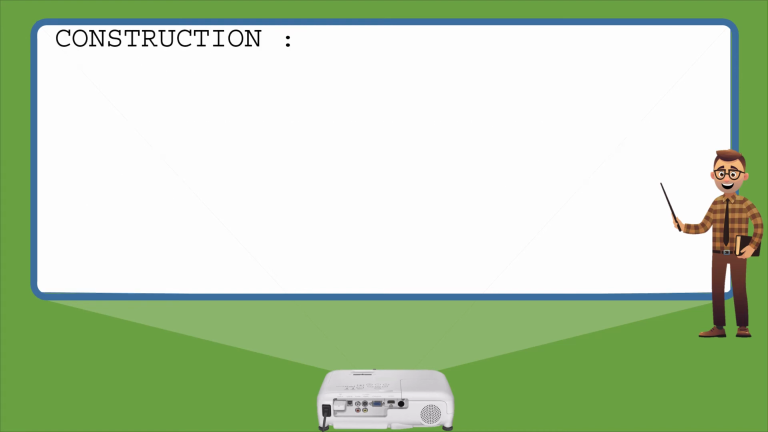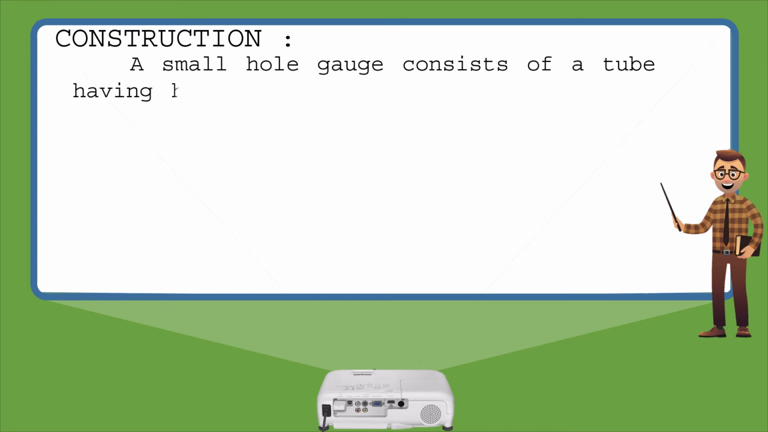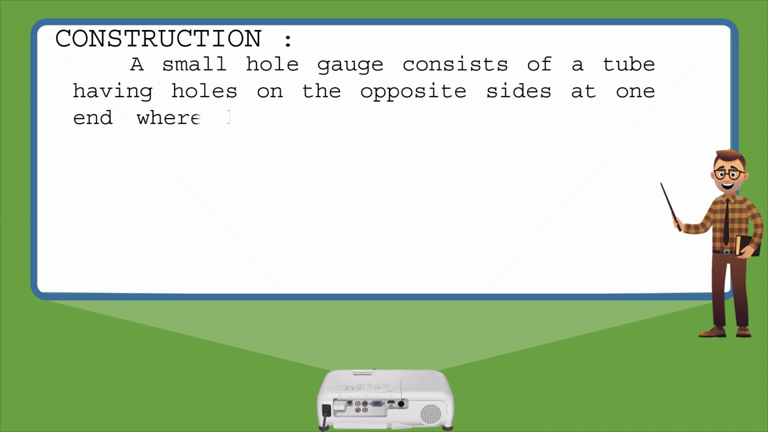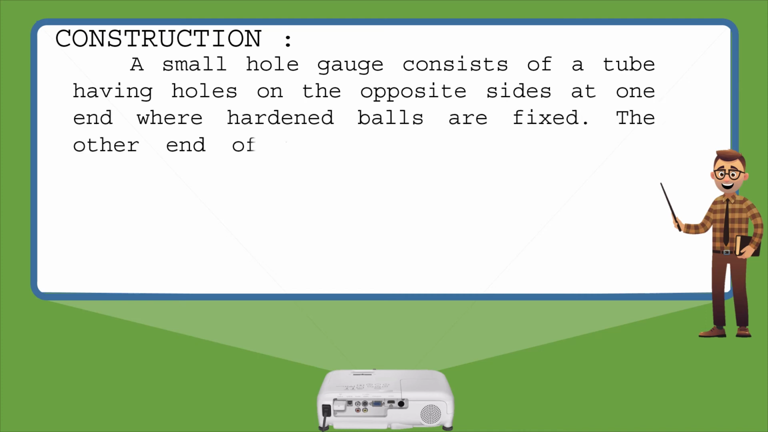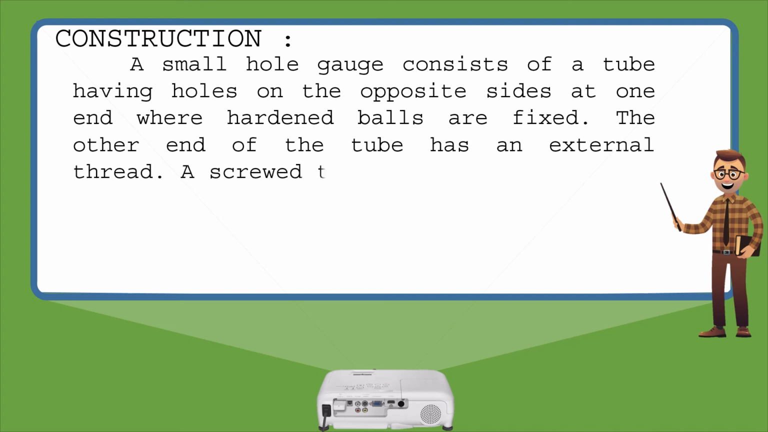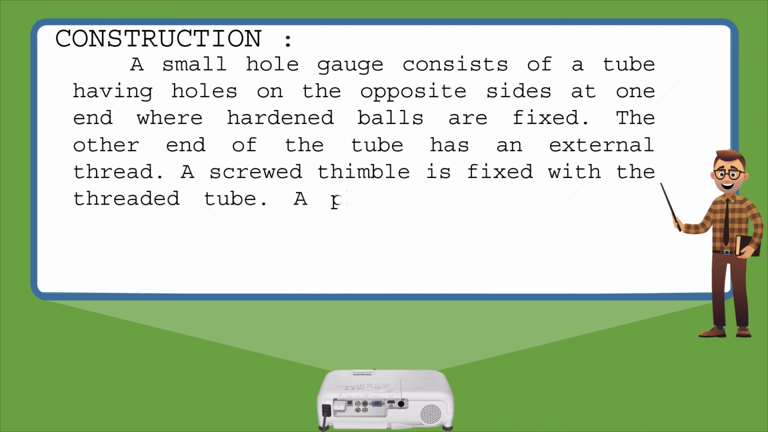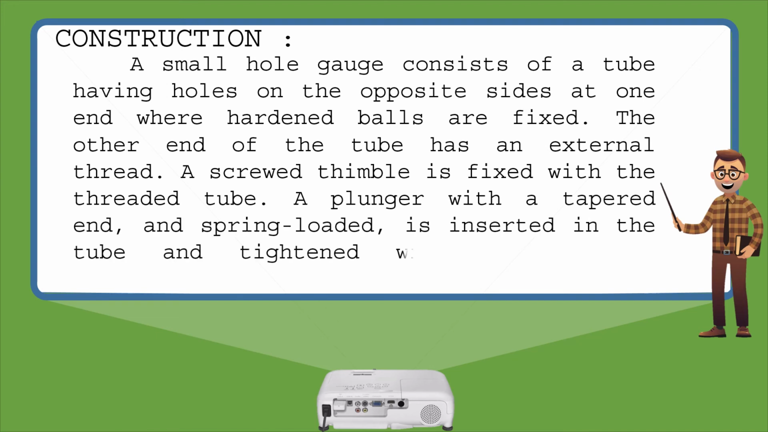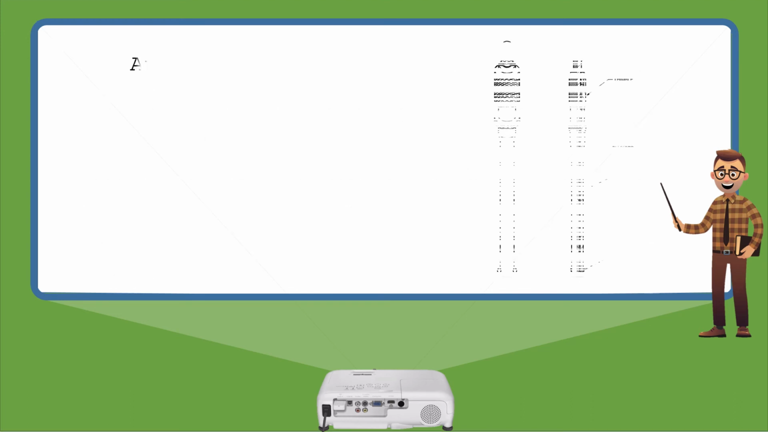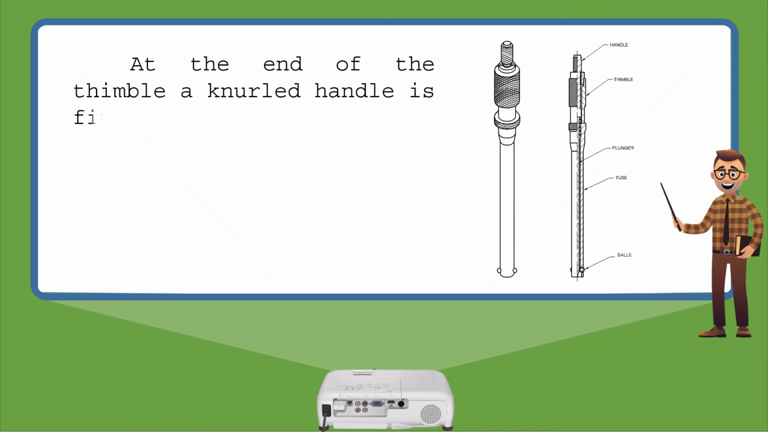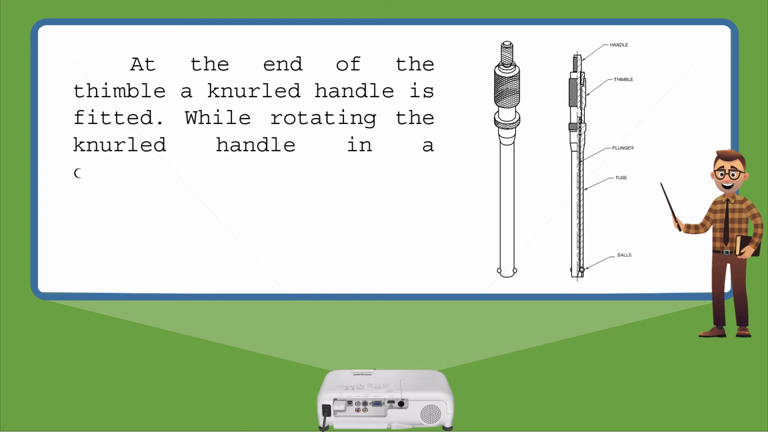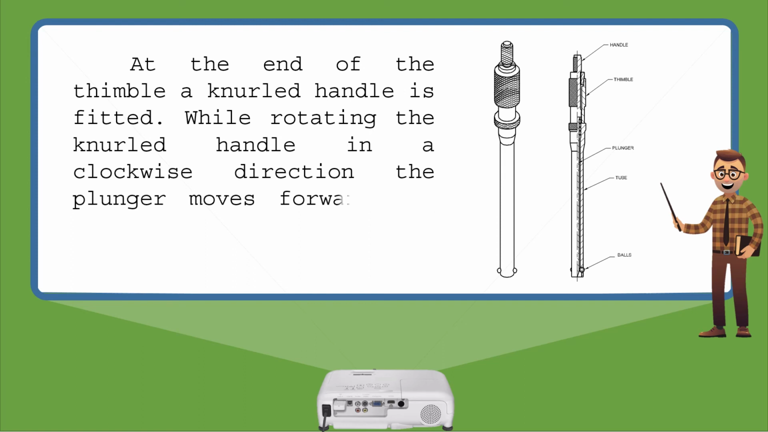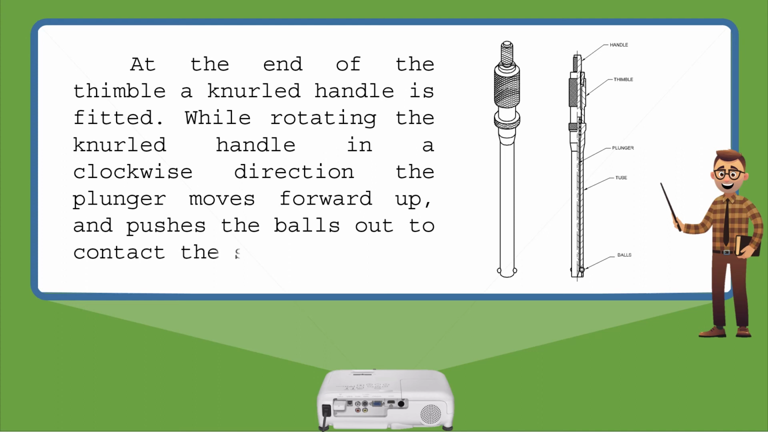Now see the construction for small hole gauge. A small hole gauge consists of a tube having holes on the opposite sides. At one end where hardened balls are fixed, the other end of the tube has an external thread. A screwed thimble is fixed with the threaded tube. A plunger with a tapered end and spring-loaded is inserted in the tube and tightened with the screwed thimble. At the end of the thimble, a knurled handle is fitted. While rotating the knurled handle in a clockwise direction, the plunger moves forward up and pushes the balls out to contact the surfaces.